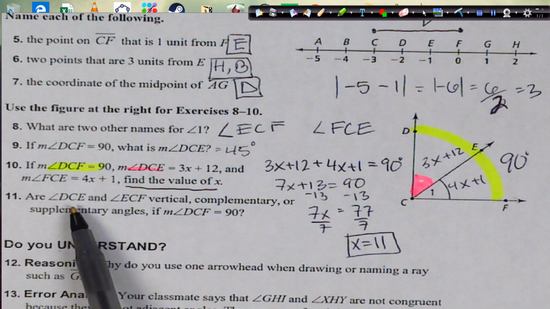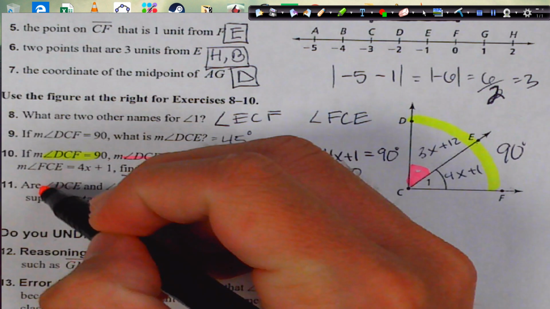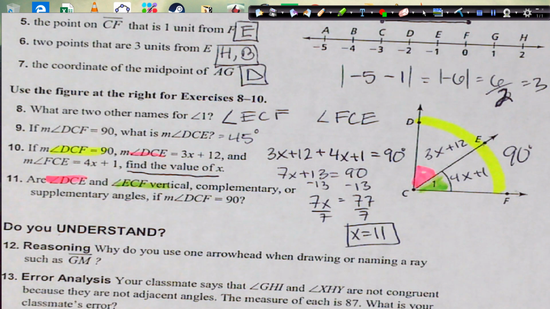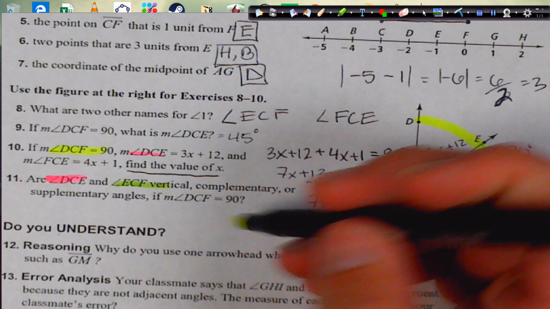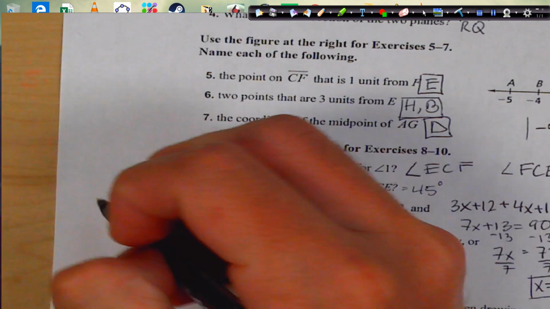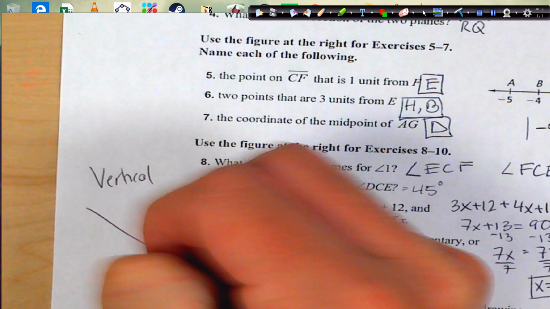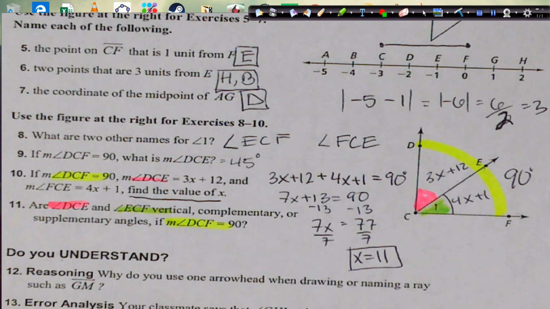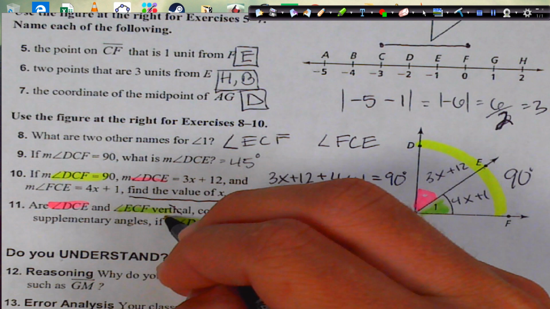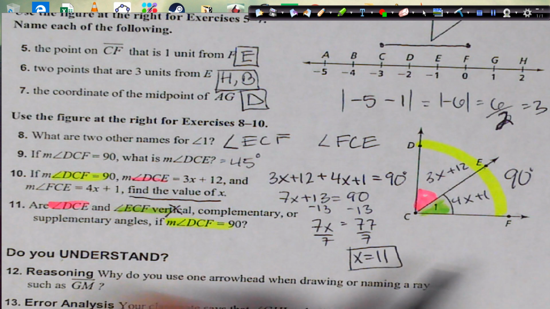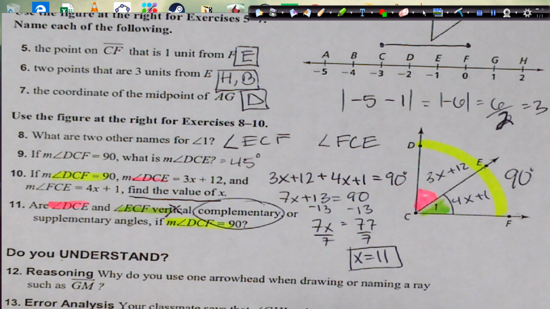Okay, our DCE, so that's the pink one, and FCE, let's go ahead and highlight that one in green. Are they vertical, complementary, or supplementary if DCF, which is the yellow angle, is 90 degrees? Okay, well, remember vertical angles. Okay, so vertical angles would be these angles here. They're opposite of each other, and they're formed by two lines. So those are clearly not opposite of each other, so it's definitely not going to be vertical. Complementary means two angles that add to 90, which these two angles do add to 90. Supplementary would be add to 180, so it's definitely complementary.